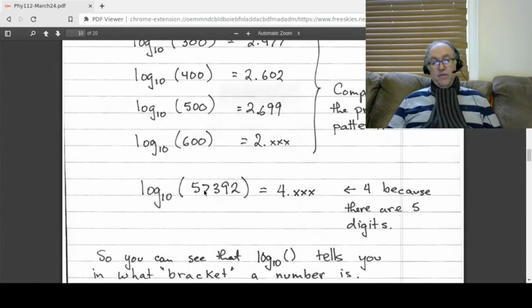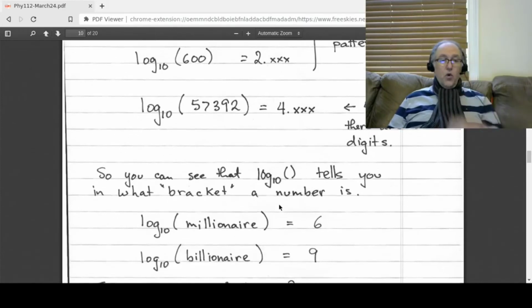Okay, I just picked the number here, 57,392. How many digits are in it? 1, 2, 3, 4, 5. There are 5 digits. So the log of that number will begin with 4 point something, and sure enough, do it on your calculator. It's 4 point something something something. Again, I really don't care about the remainder of that. I just want that 4 in front.